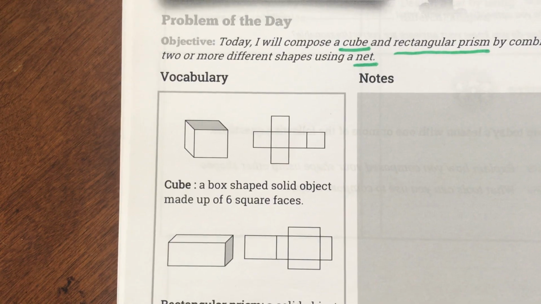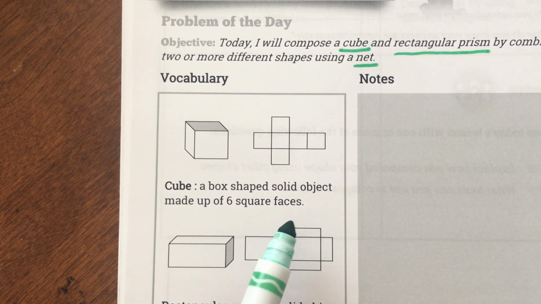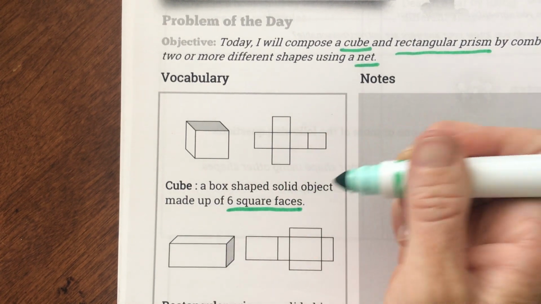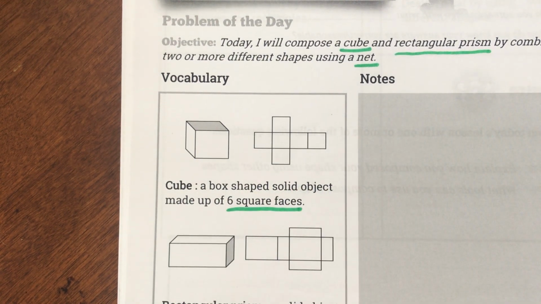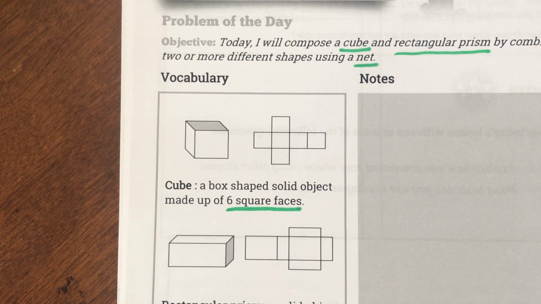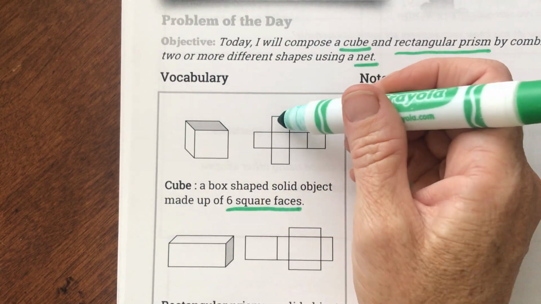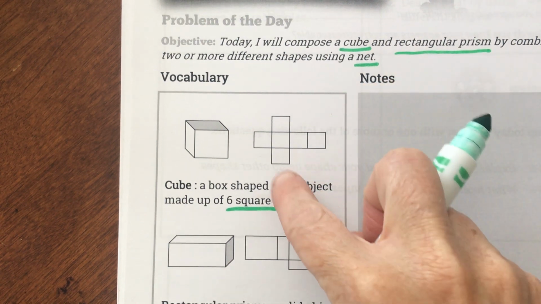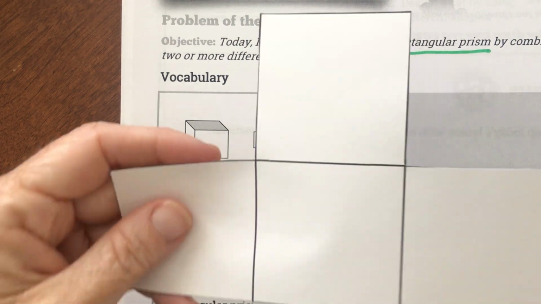So our first word we see is a cube. It says it's a box-shaped solid object made up of 6 square faces. So what you see is it's a solid shape, which means it's three-dimensional, and it's made up of 6 square faces. These are called the faces, the sides, but they're called faces. There's 6 of them, and they're all squares. So every single side is the same. So I'm going to actually kind of show you one.